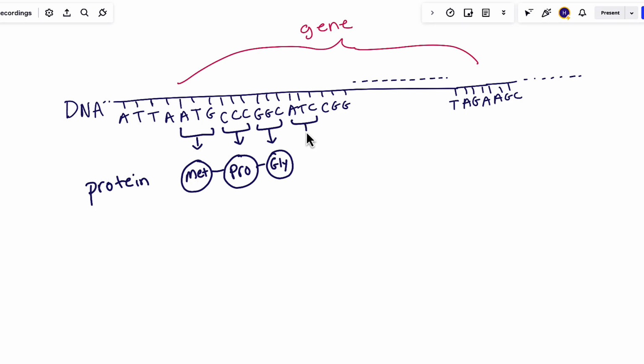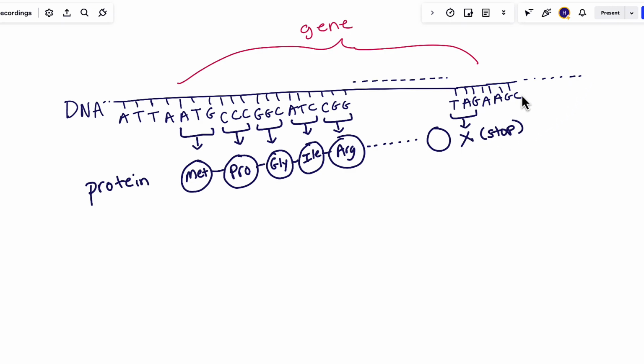So this is just when it reads the code, it knows what to build. And this is what ribosomes do, the part of the cell that builds proteins. So they read this code to build the protein. So isoleucine, ILE, is coded for by ATC, and CGG is coding for arginine. Then there'll be a lot more amino acids in here until we get to this TAG sequence, which is a stop sequence. It means don't put any more amino acids in. So this is just some amino acid here. Okay, so we have this long protein.